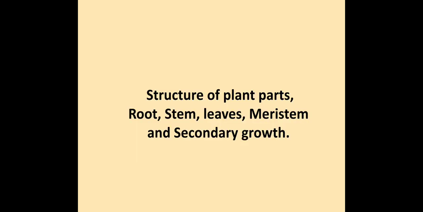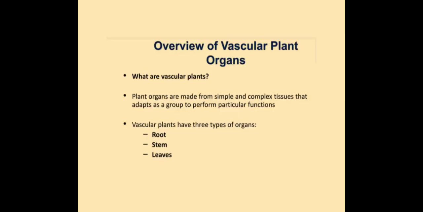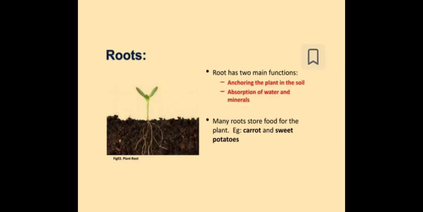Today I'm going to present a topic: structure of plant parts like root, stem, leaves, meristem and their secondary growth. Overview of vascular plants. Plants' organs are made from simple and complex tissues that adapt as a group to perform a particular function. Vascular plants have three types of organ: root, stem and leaves.